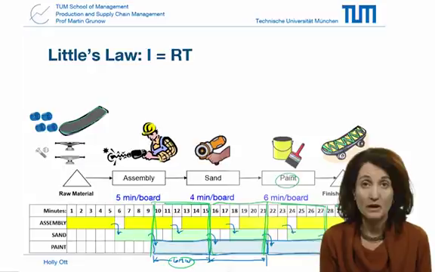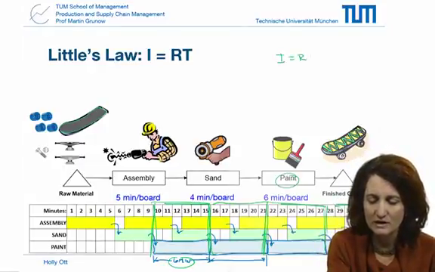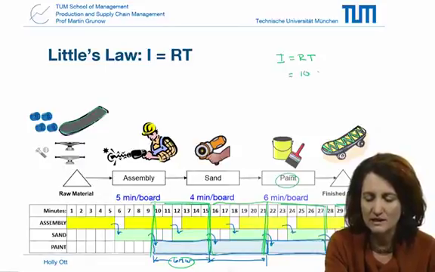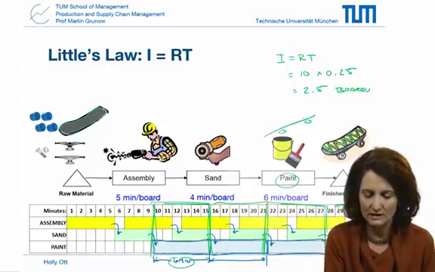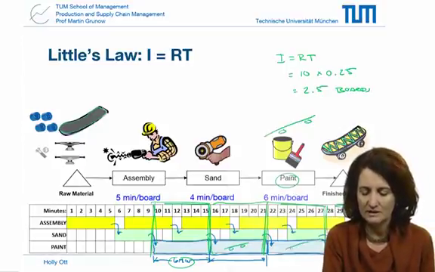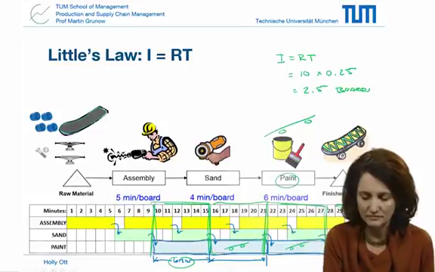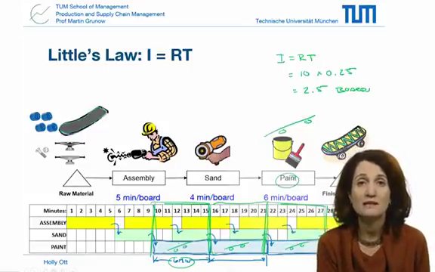And now, where did we get this information? I = R T, which is equal to 10 times 0.25, was 2.5 boards in our system. Well, paint needs to always have a board, right? So you need to have a board sitting here at paint in every 6-minute cycle. But you don't need to have a full board at assembly and sand.